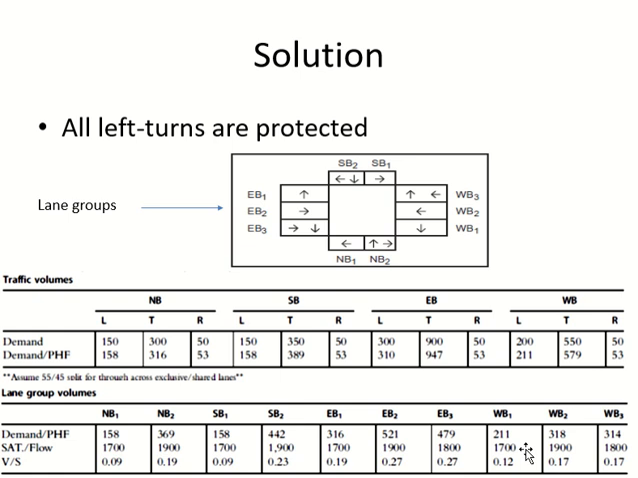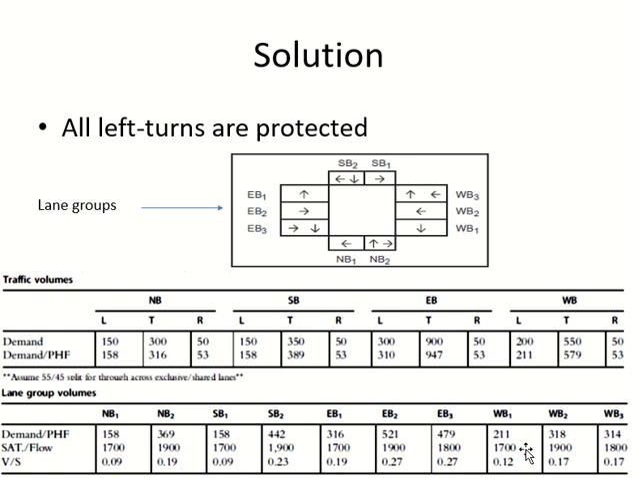NB2 is taking what? Right and through both. So for NB2, I will add these two values. Clear? NB2 is this one: through and right, added. So first you should identify the lane groups, then you should know how to divide the volumes and so on.